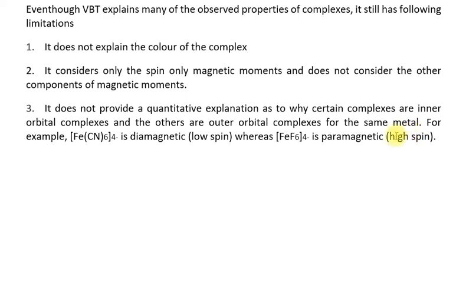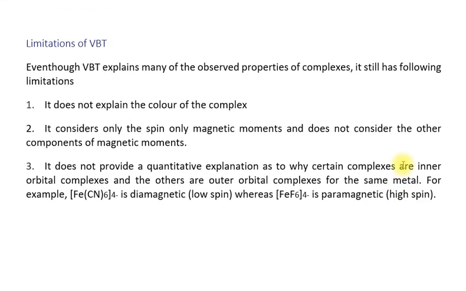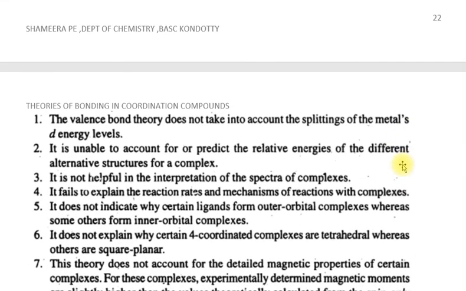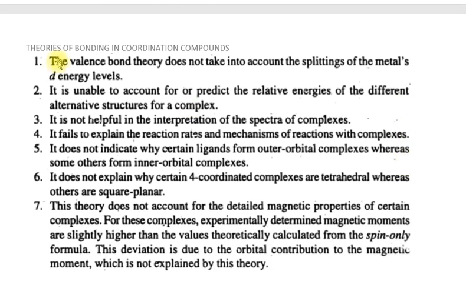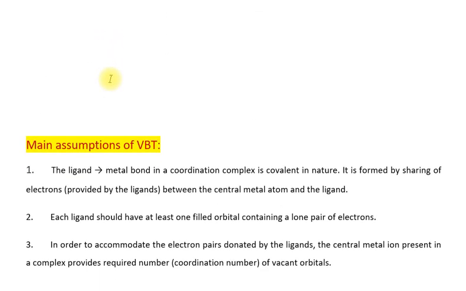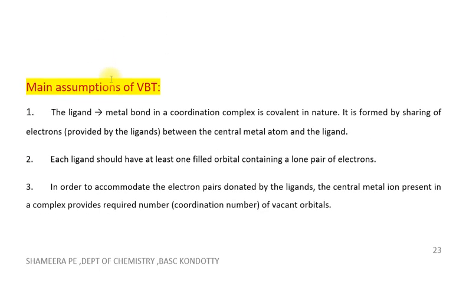For example, Fe(CN)6 4- is diamagnetic and low spin, whereas Fe(F)6 4- is paramagnetic and high spin. So it doesn't give a clear-cut idea about why these complexes become low spin and why those become high spin. So these are the limitations of VBT. Certain other limitations are also given here. You just go through the PDF that I have given you and ask me if you have any doubts.